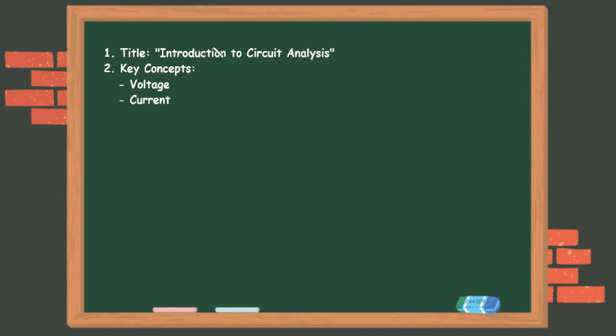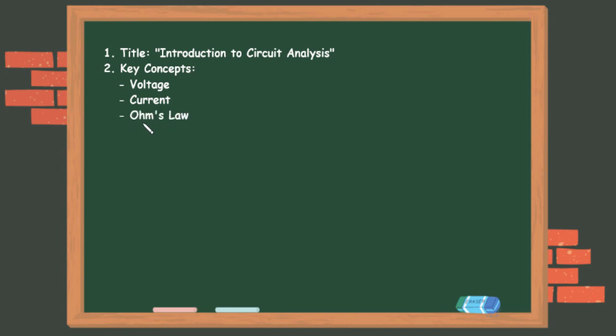2. Current. Current is the flow of electric charge through a circuit. It is measured in amperes, amps, and is represented by the symbol I. Current is what allows energy to be transferred and used within a circuit.